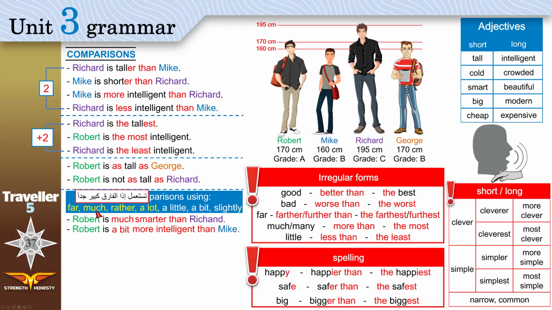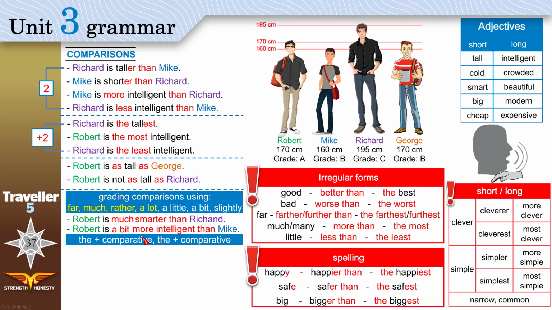Use far, much, rather, or a lot if the difference between the two is huge. Huge difference. Grade A, grade C. Use a little, a bit, or slightly if the difference between the two isn't very big. Grade A and grade B, so he is a little more intelligent or he is slightly more intelligent. All of them give the same meaning. Easy? Okay.